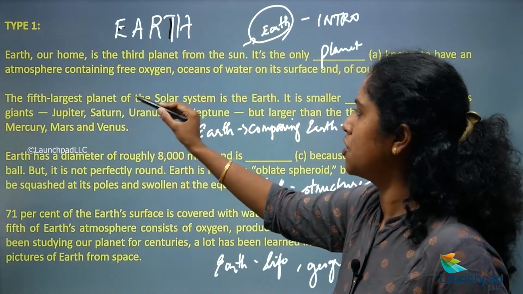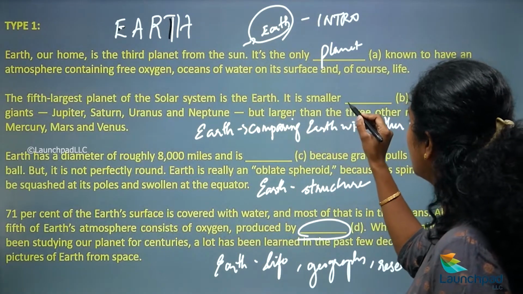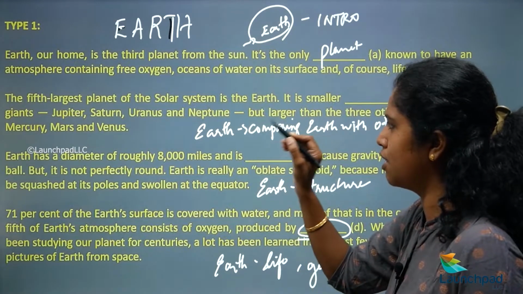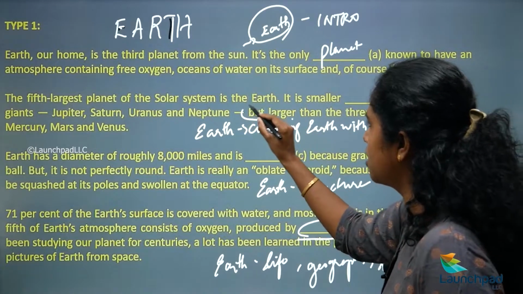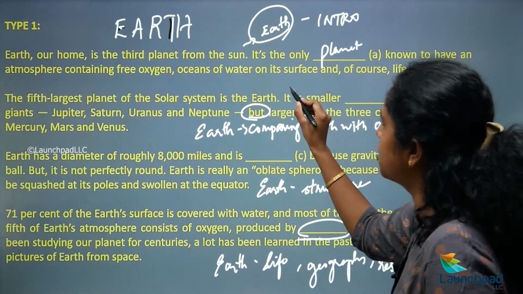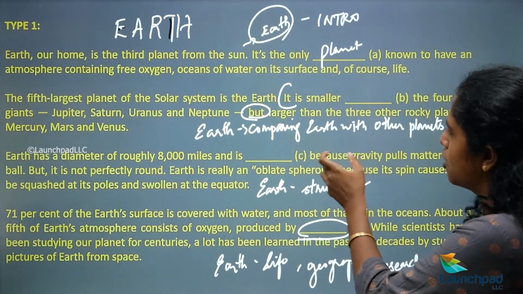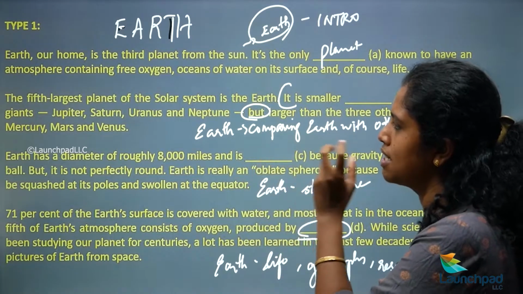The 5th largest planet of the solar system is the Earth. It is smaller than the 4 gas giants Jupiter, Saturn, Uranus and Neptune, but larger than the 3 other rocky planets, Mercury, Mars and Venus. Can you see something connecting here? There is a connection between this sentence and this sentence.